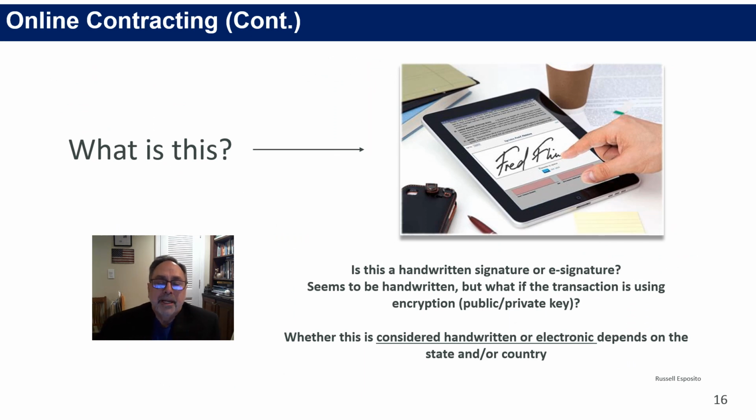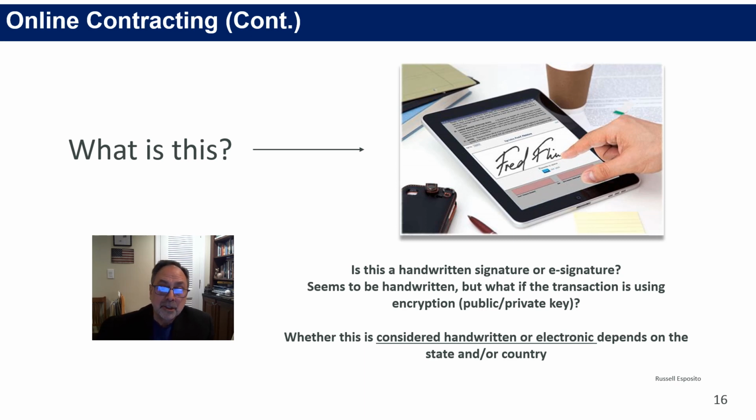All right, so here comes a gray area, a dilemma. I sign my signature with my finger on an iPad. Now, is this a handwritten image of my signature, or is it an e-signature? It seems to be handwritten if it's just an image, but if there's an e-transaction with, as we mentioned earlier, encryption using a public-private key, then you would think it's more like an electronic signature.